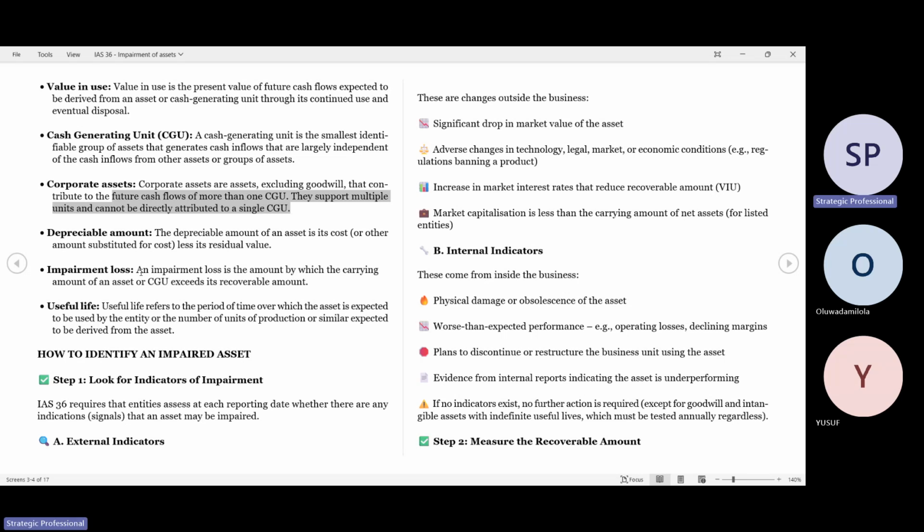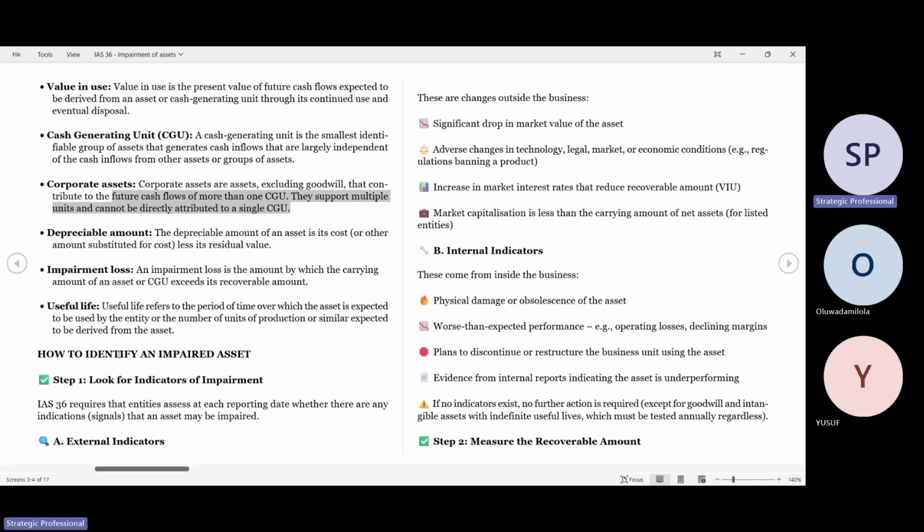Then what is useful life? You already know what useful life means. It means the period of time that the asset will be used. For some other assets, it can be the units of production that you are expected to derive from that asset.